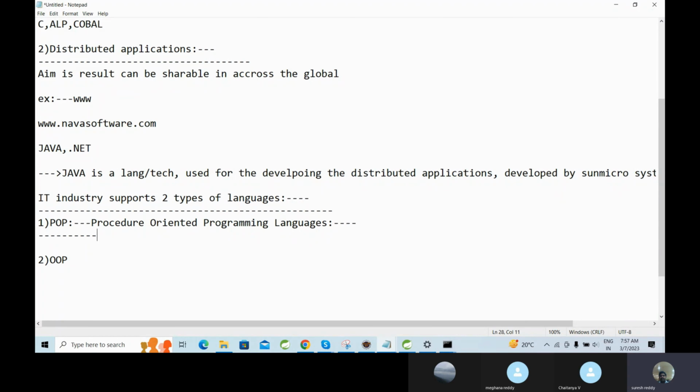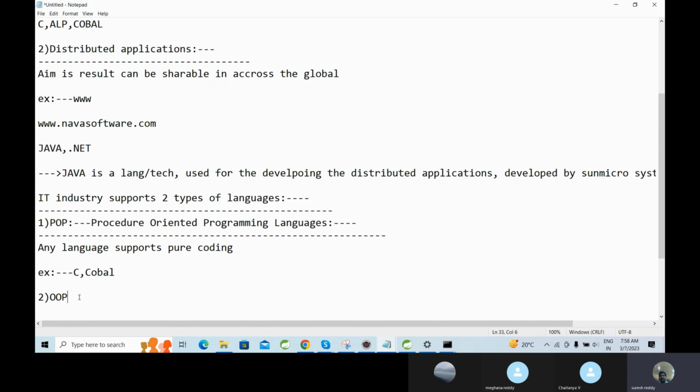What is meant by this language? Any language that supports pure coding is known as a procedure oriented programming language. The best examples of procedure oriented programming languages are C language and COBOL, not object COBOL. What is meant by pure coding? I will explain later. Just COBOL is the best example of procedure oriented programming languages.